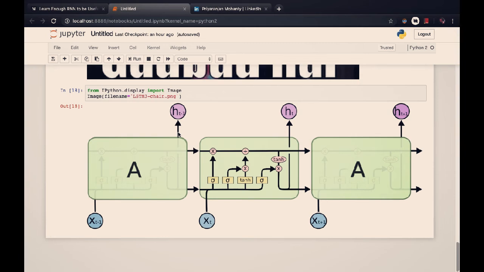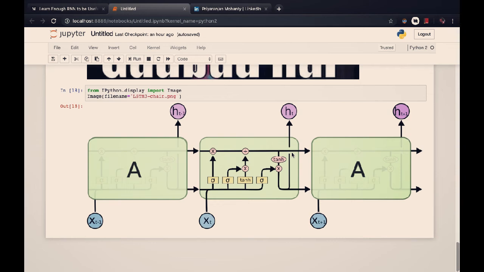The LSTM, similar to the normal RNN, also has a chain-like architecture, but the repeating module has a different structure. I'll just show you. This repeating module, if you can see, is a different structure. Instead of a single neural network, as was present in the traditional RNN, they have gates.